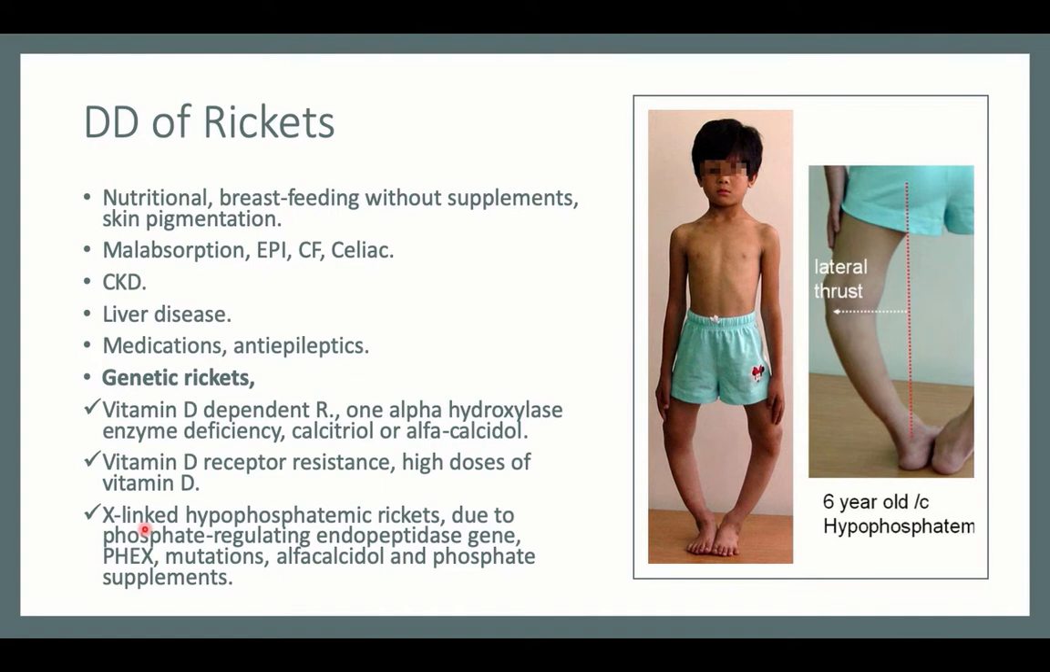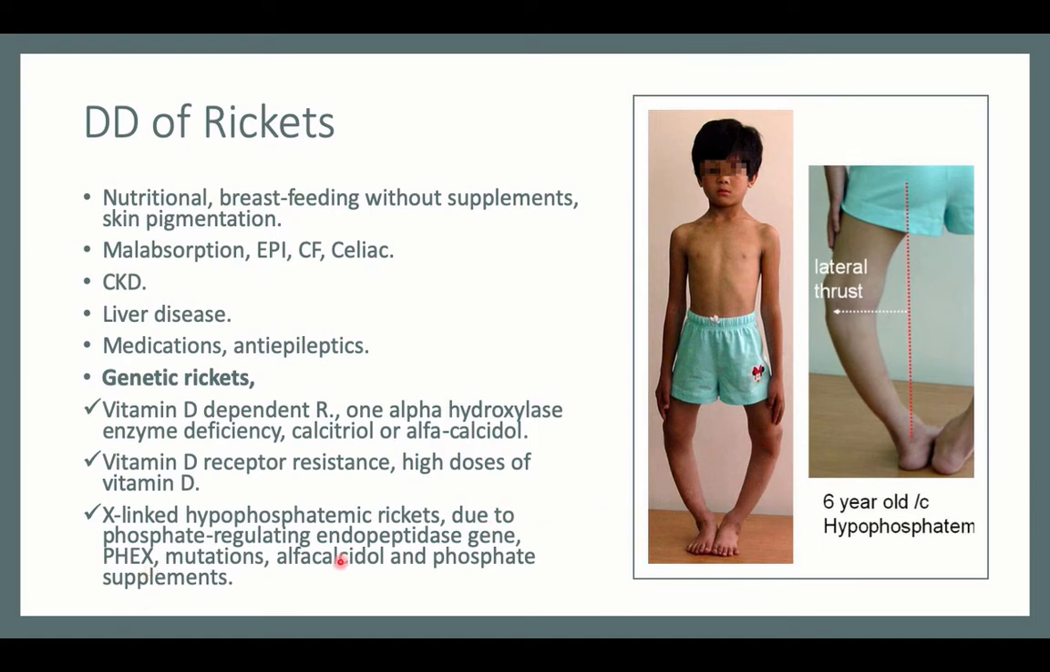Number 3 of genetic rickets is the X-linked hypophosphatemic rickets. We have discussed it in the chapter of nephrology. It is a genetic mutation in the PHEX gene, which is phosphate regulating endopeptidase gene. It is an X-linked dominant condition presenting in both males and females, and usually you find that the child and his parent are short and have the very characteristic features of rickets.